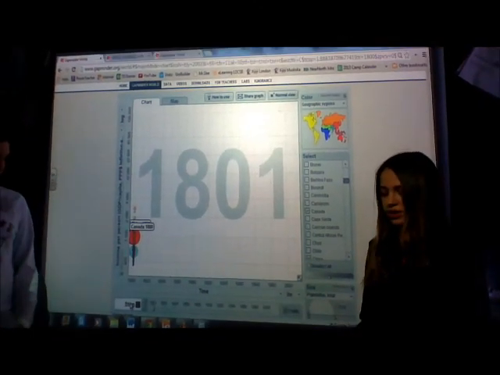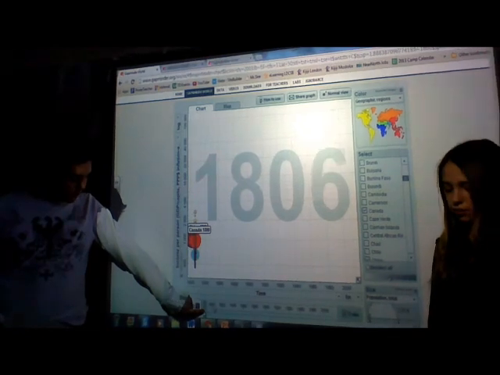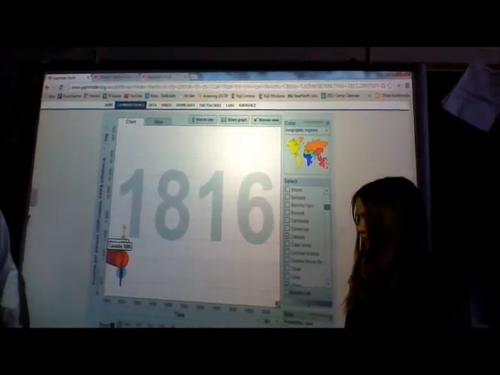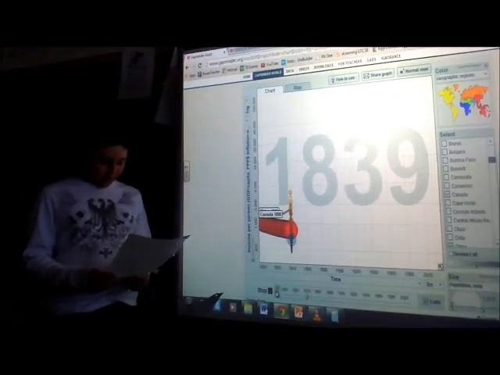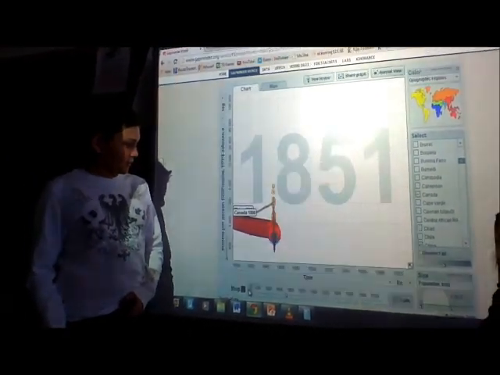Our Gapminder presentation compares China and Canada's income per person throughout the years. Income per person is the amount of money people make on average per year.